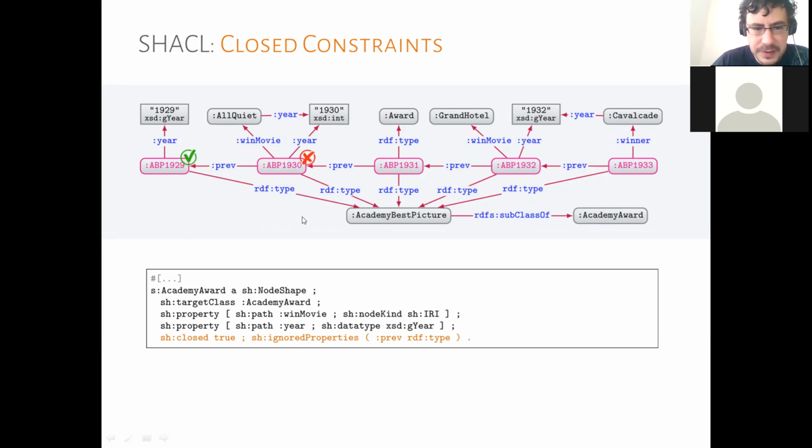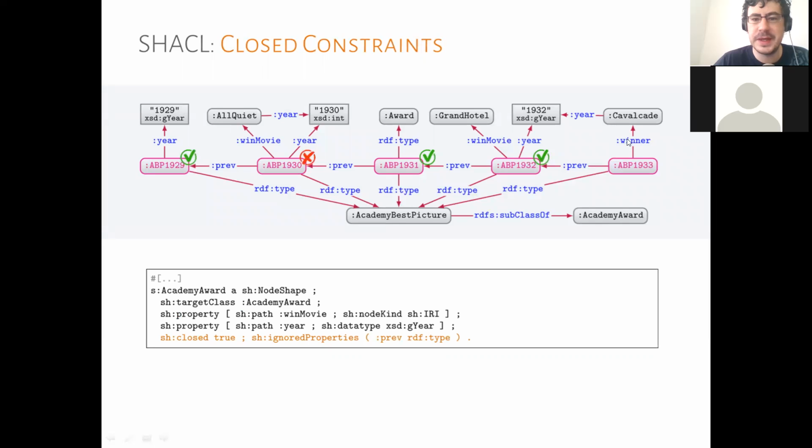It fails. Why does it fail? Ignored properties previous, RDF type, year. Because the year is not gYear, it's an integer. So we have the wrong data type here. In this case, we have previous and we have two types, which should be okay. In this case, we have previous, RDF type, win movie, year. So this looks okay. And finally, we have this last node here, which has winner, previous and RDF type.